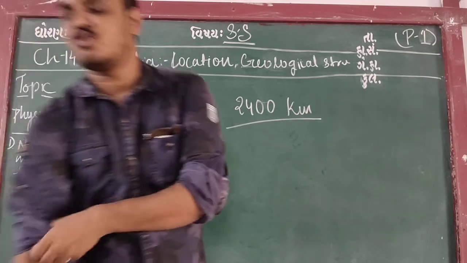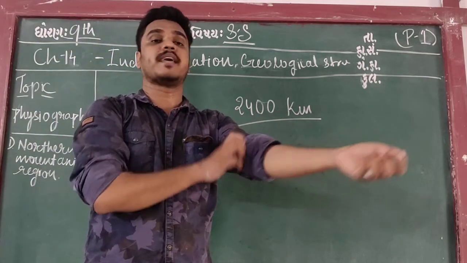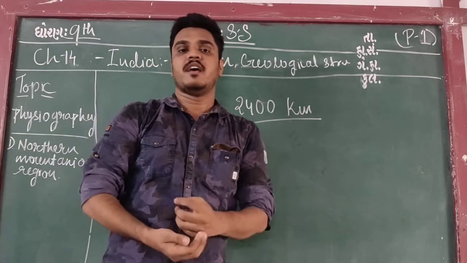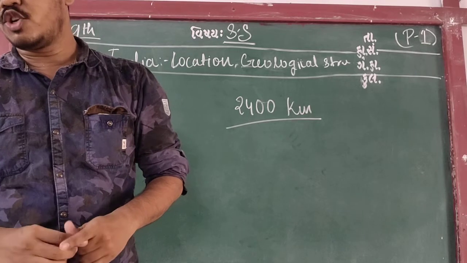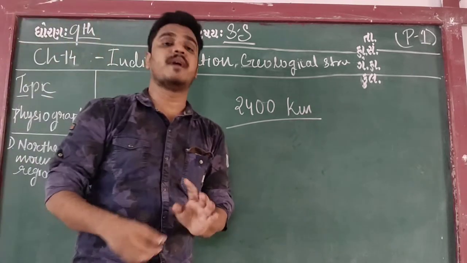Himalaya can be divided into two divisions. Now we'll come again to Himalaya. You know that Himalaya was our main point. Himalaya can be divided into two divisions: Northern Himalaya range and Eastern Himalaya range.